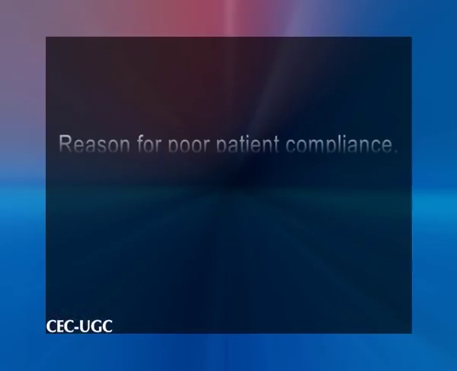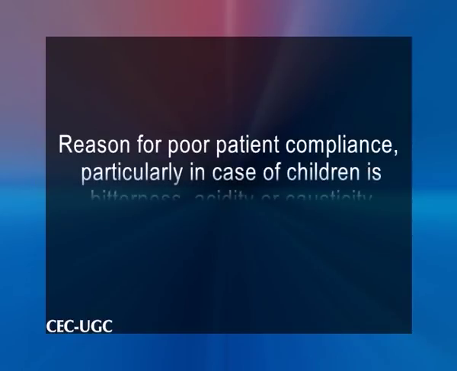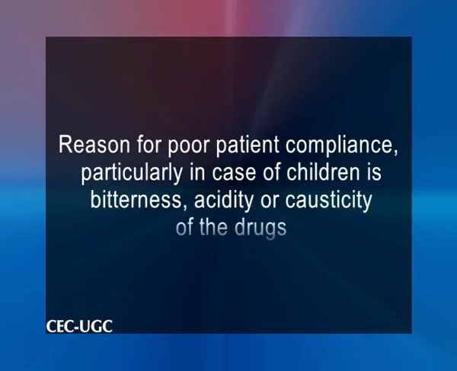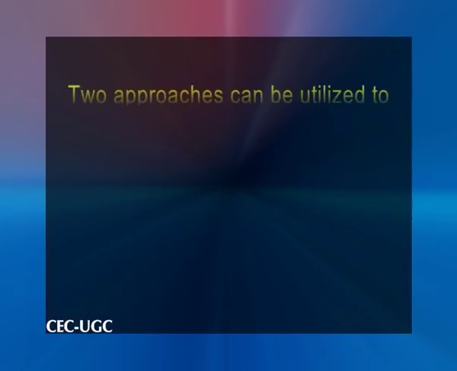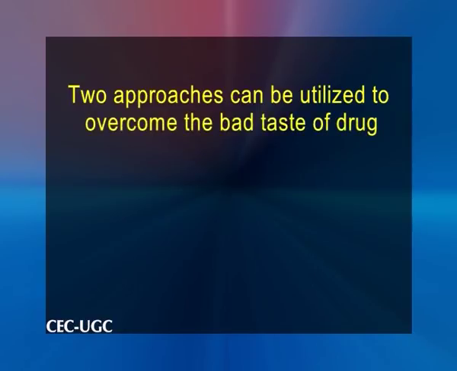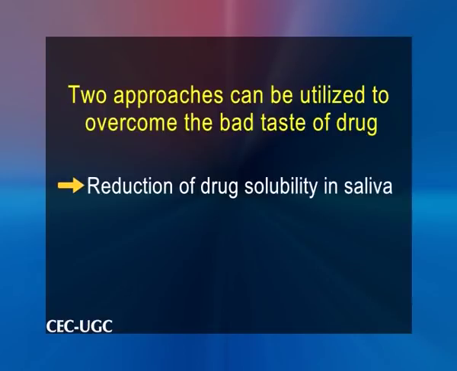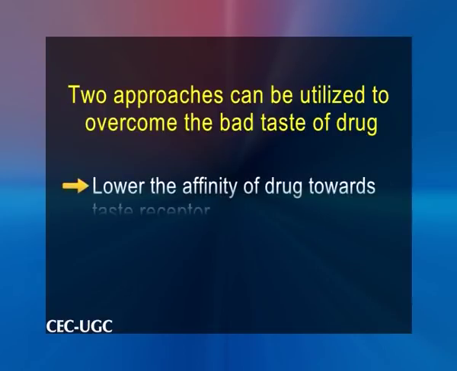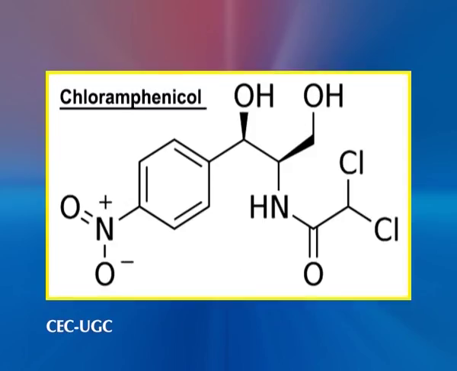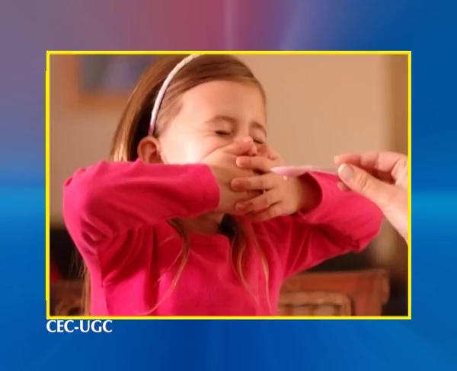Prodrugs are also employed to improve patient acceptability. One of the reasons for poor patient compliance, particularly in case of children, is bitterness, acidity, or causticity of the drugs. Two approaches can be utilized to overcome the bad taste of drug. The first is reduction of drug solubility in saliva, and the other is to lower the affinity of drug towards taste receptor. For example, chloramphenicol has a bitter taste, so it's not well accepted by the children.